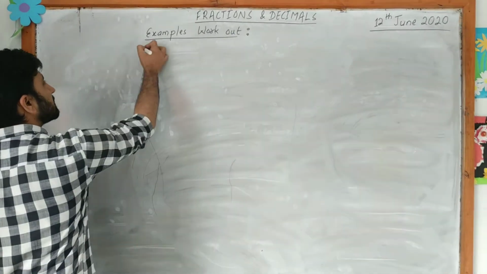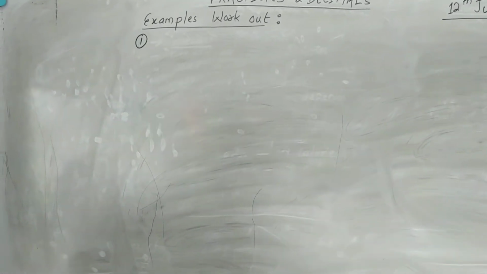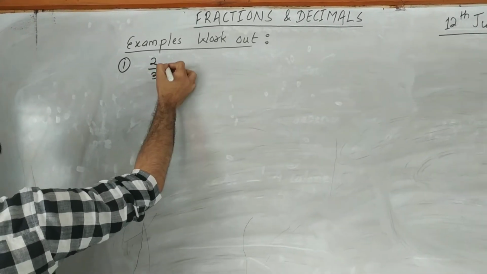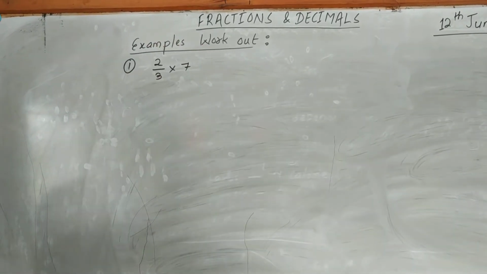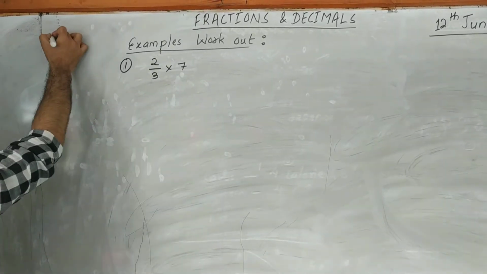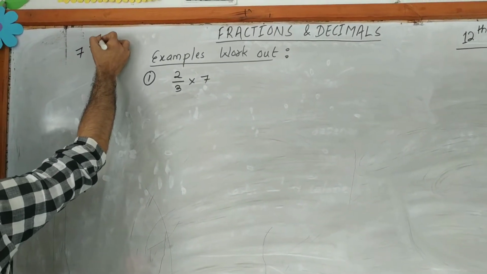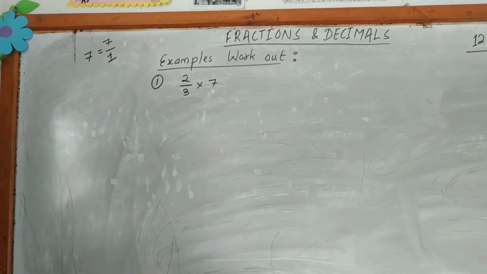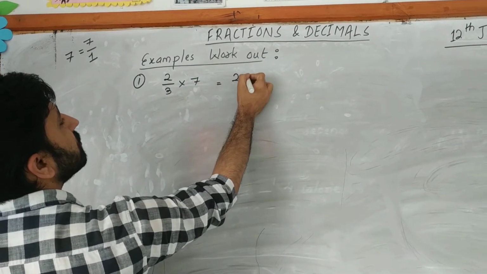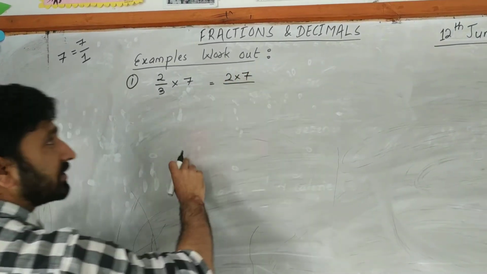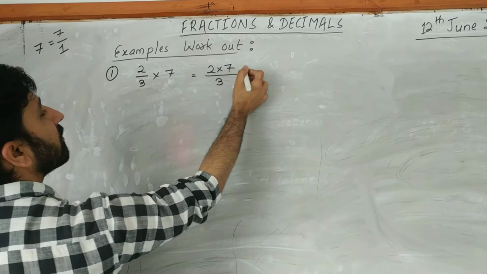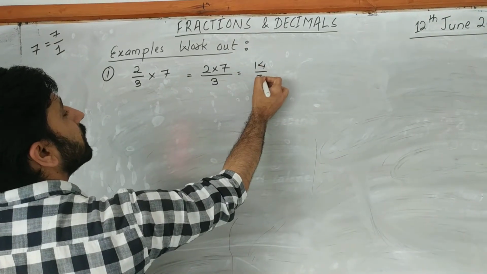Okay, now let us start with one of the first questions that deals with multiplication. We have to multiply 2 by 3 into 7. Now it's the easiest one. The 7 is a whole number. If we write 7 as a fraction, 7 is equivalent to 7 divided by 1. That means the numerator and numerator multiply. It's very easy. It will be 2 into 7 divided by, it's your choice, you can write 3 into 1. Since we are not introducing 1 here, we can simply write 3. That is 14 by 3.